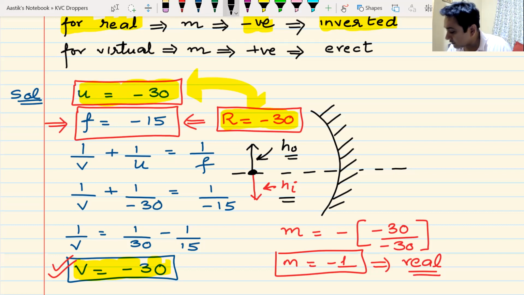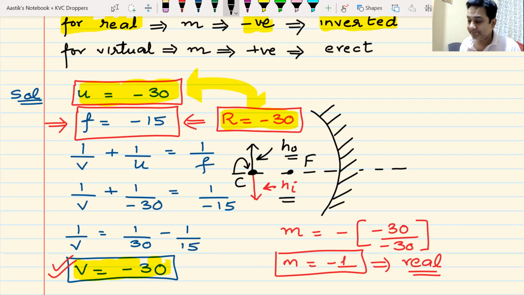This object is placed where? If I just mark it, this is the focus F. The value of focal length is minus 15, minus only indicating the sign. Where is this object placed? The value of U is minus 30, minus only indicates the sign. The radius of curvature is also minus 30, minus only indicates the sign. Where is this object placed? This object is placed at the center of curvature C.